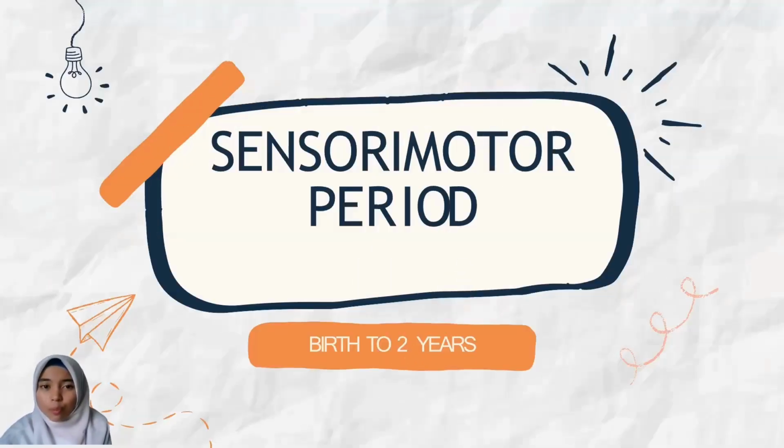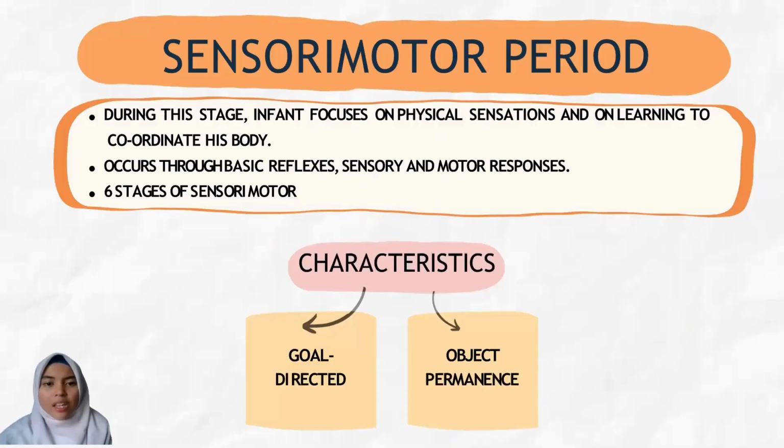The first stage of Piaget's development is the sensorimotor period. It occurs from birth until 2 years old. What happens is the infant focuses on physical sensation and on learning to coordinate his body. It occurs through basic reflexes, sensory and motor responses such as hearing, touching, and sensing. The sensorimotor period has 6 substages that I will present later.